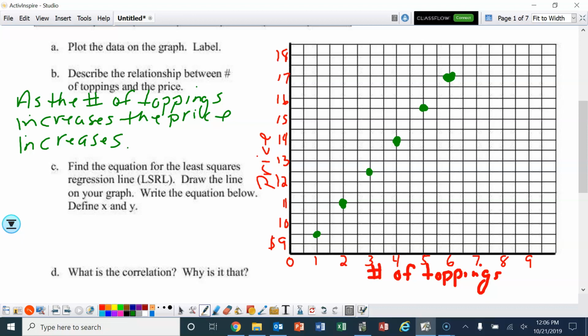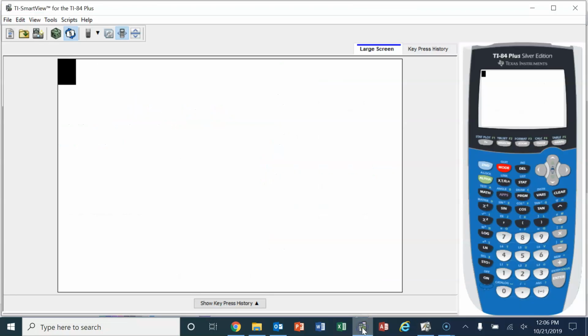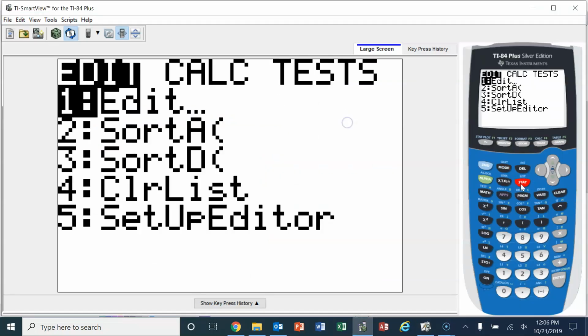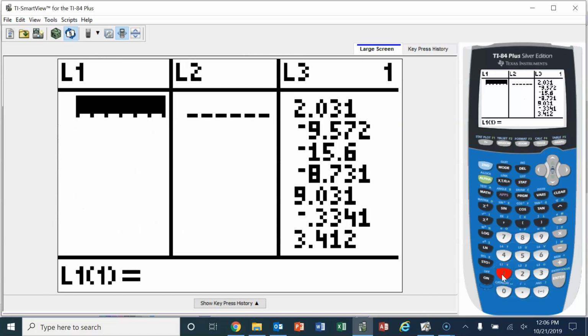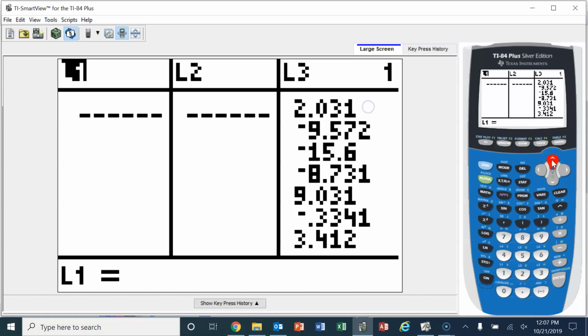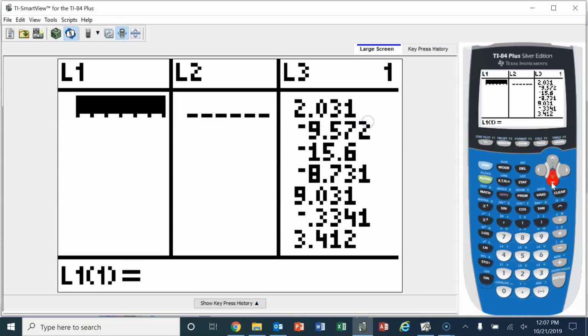All right, the next thing is find the equation for the least squares regression line, LSRL for short. Draw the line on your graph, write the equation below. All right, well first, let's get this to show up on our calculator. So let's go to the calculator, go to Stat Edit. All right, we're going to use list 1 and 2 like we did the other day. If there's some numbers in it, remember go to the top, hit clear, hit the down arrow, and it'll clear out the numbers. All right, so let's type the numbers in.